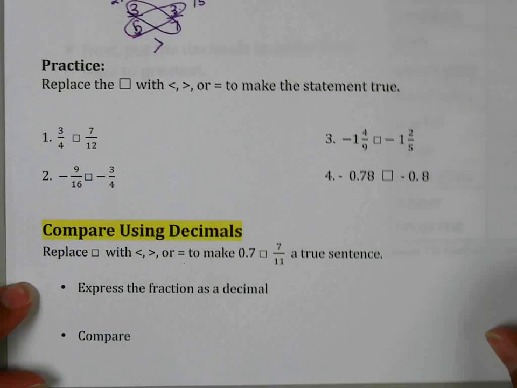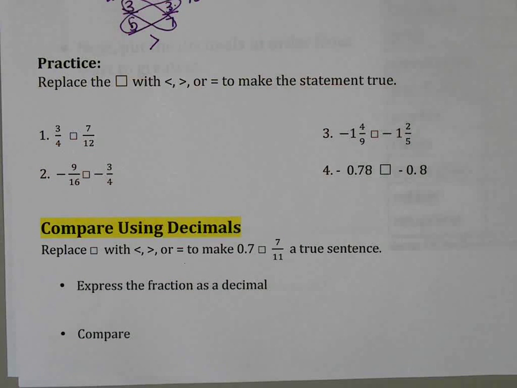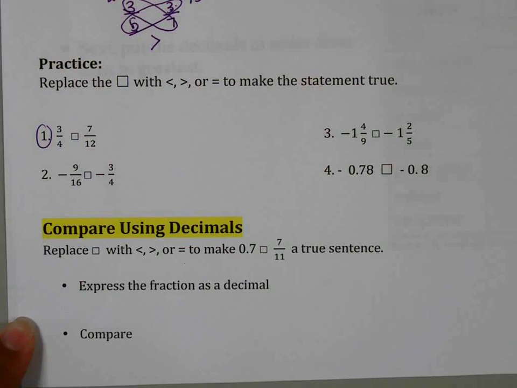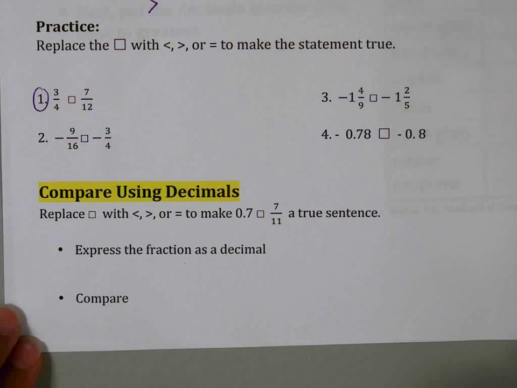Now let's look at some more examples. This time we're going to throw in some negatives. So we need to talk about comparing negative fractions. I would like for you to try number 1 on your own, and then let's look at number 2. So you might want to pause, try number 1, and we will check this problem in class. Okay, number 2 is a negative 9/16 compared to a negative 3/4. Now, we could do cross multiplication and compare that way, or we could find a common denominator.